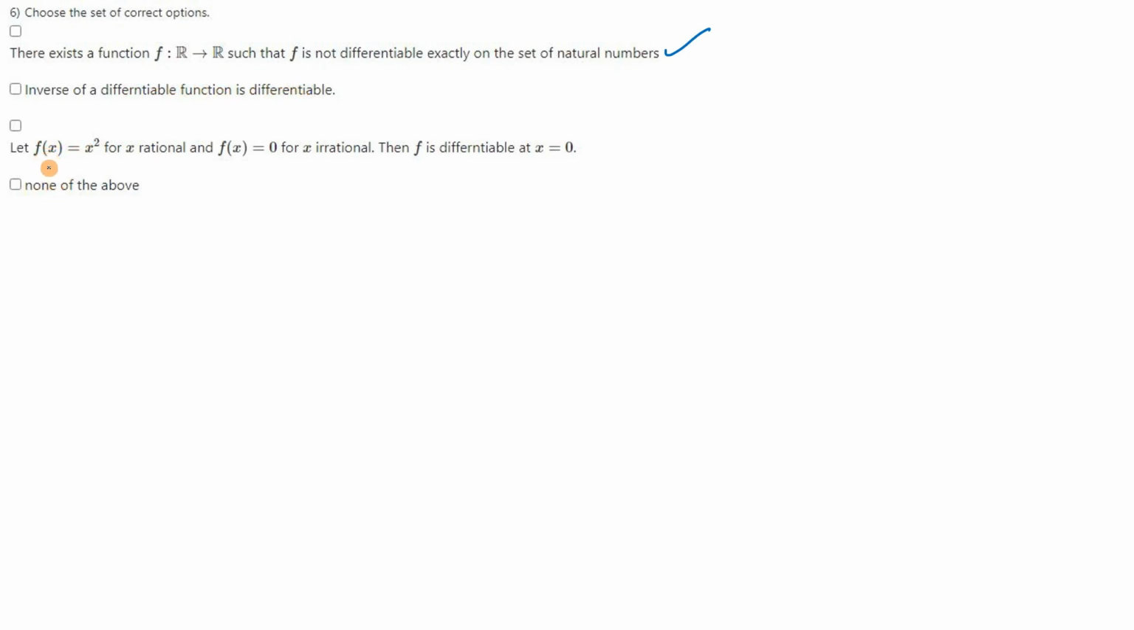f of x is equal to x square, x is rational, and f of x is equal to 0 for x irrational. f is differentiable at x equal to 0. Yes, for f of x equal to x square, this will be the graph. At x equal to 0, the function is continuous, so we can draw a tangent, right? A horizontal line will be a tangent. So this statement is also true.